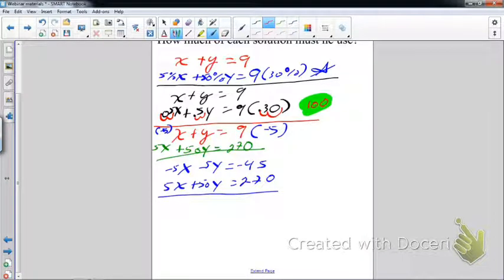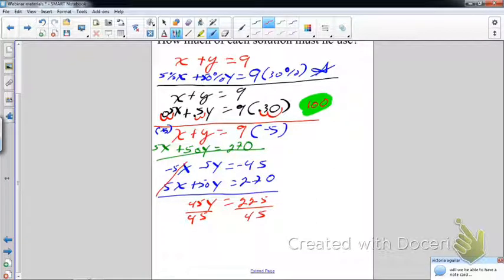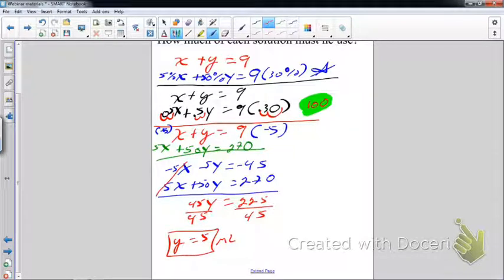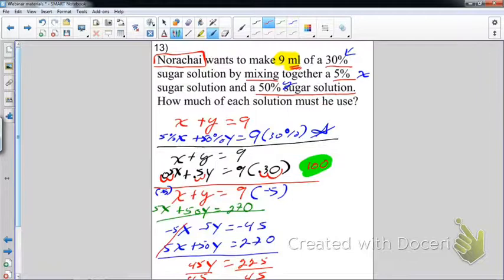And then I get to simply add vertically, just like we did before. The addition of these two gave us 225. And then I use the division property of equality on both sides, and I end up with y is equal to 5. So we're going to have 5 milliliters of the solution with a 5% mixture of the sugar solution.